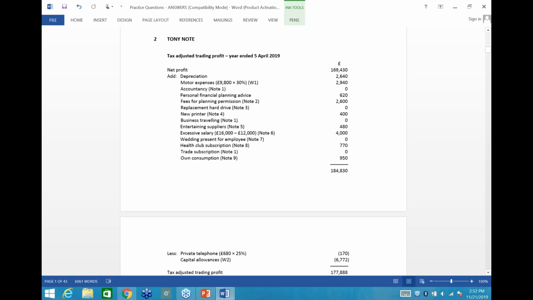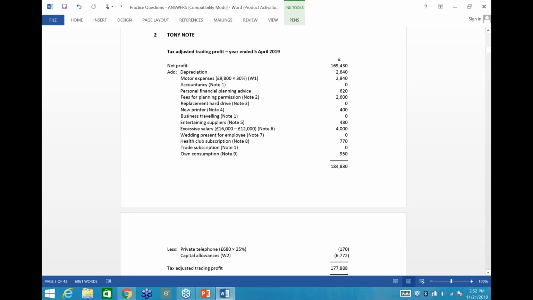So this is the answer for the second question. We will look at the adjustments that we have been given. Tony Note is self-employed, running a music shop. So we'll first read the required part. Always start with the required part, then you know what you're supposed to do.